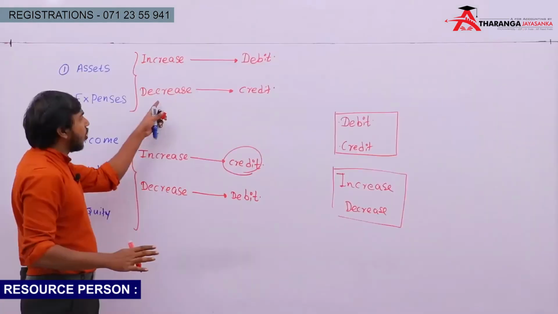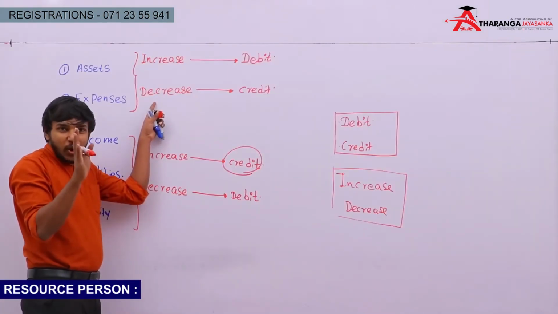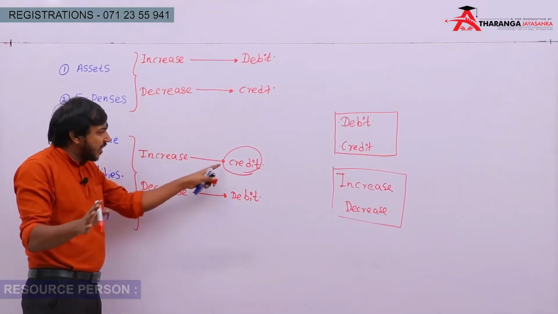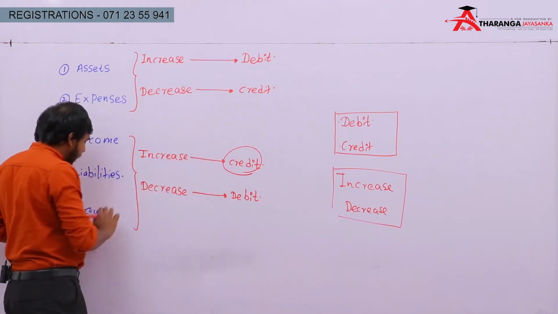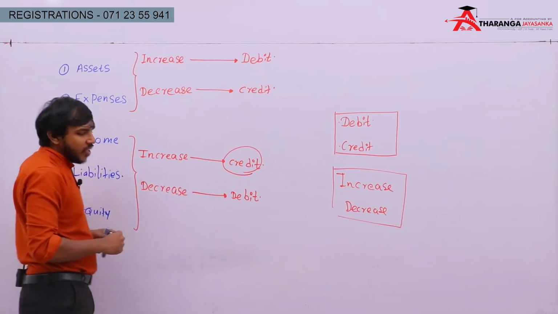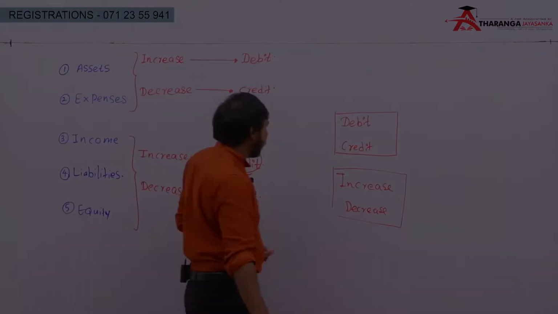So credit, it's not always decrease, guys. That's more important, because even an increase can be credit. Income increase is credit. Liability increase is credit. Equity increase is credit. We'll take some examples and go with this.